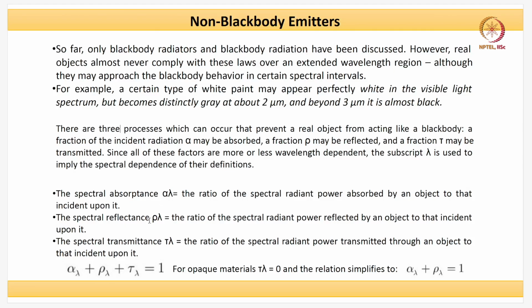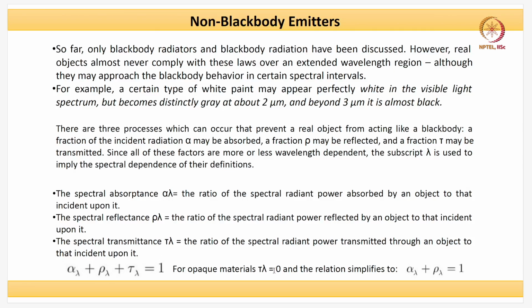Similarly, spectral reflectance, which is rho lambda, is a ratio of the spectral radiant power reflected by an object to that incident upon it. The spectral transmittance, which is tau lambda, is the ratio of the spectral radiant power transmitted through an object to that incident upon it. If you sum all these three terms, because they all have the total power in the denominator, this is going to be 1, because we have accounted for all the energy.